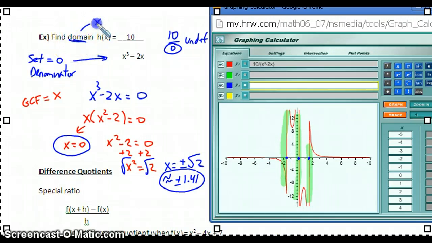But again, the question says to find the domain. In other words, which x values work. So what I've done is I've listed the 3 values that don't work. So I'd want to write my domain is that x cannot equal 0 and x cannot equal the positive or negative square root of 2.